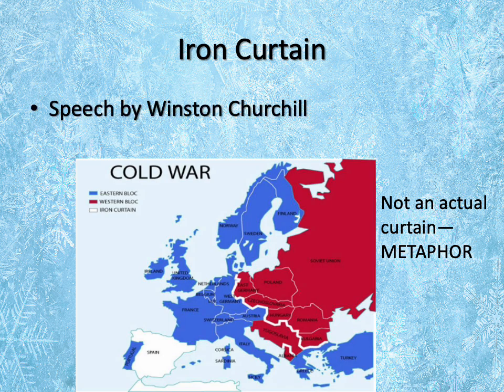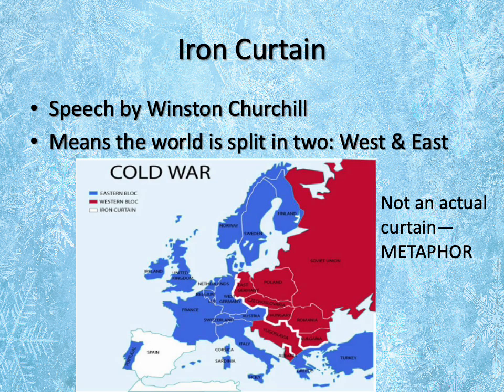So, in a speech given by Winston Churchill, he says that an iron curtain has descended upon Europe. And it means that the world is split into two, the East versus the West, freedom versus democracy. And this is obviously not an actual curtain, it is a metaphor, but it's the idea that the Soviets are slowly extending their control throughout Europe. And that's going to cause problems, and it's going to be the end of democracy, basically.